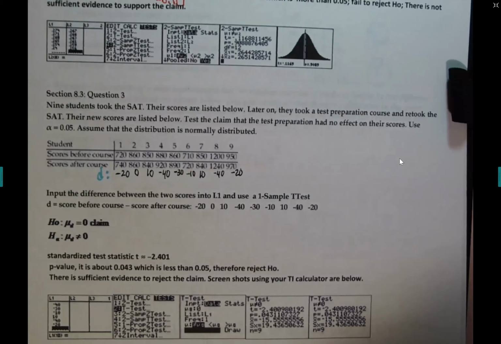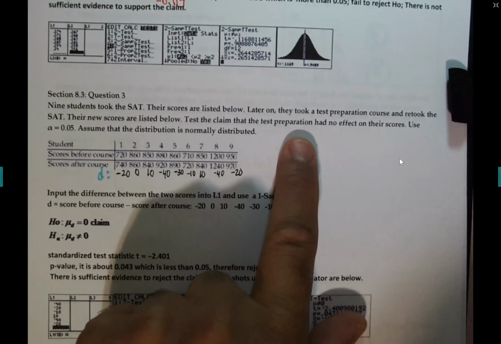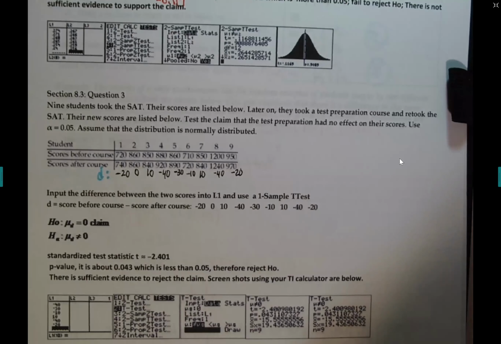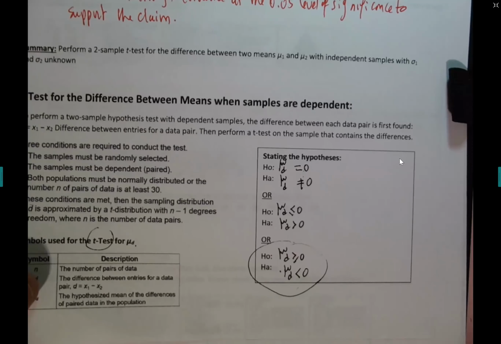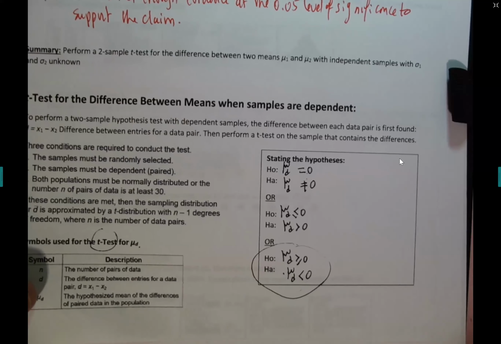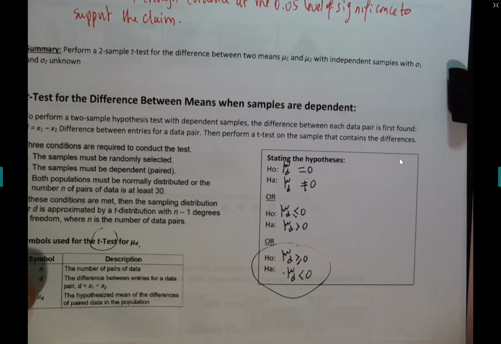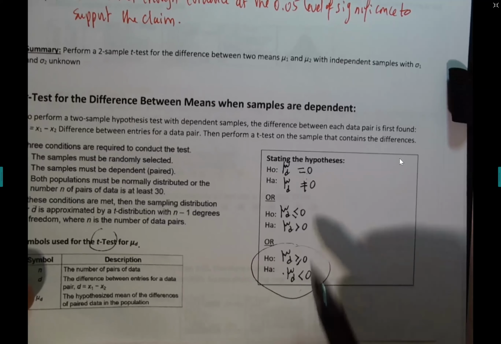If I give you the same question, guys, and I ask you, test the claim that the test preparation helped students increase their score, which one would it be? The third one. I know, for increase, you guys thought greater than 0.